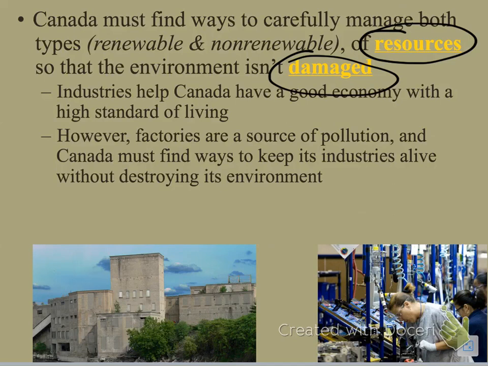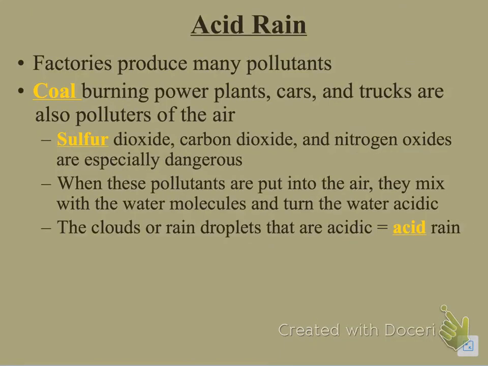Industries help Canada have a good economy with a high standard of living, which is a great thing that we experience in our modern society today. But factories are a source of pollution, and Canada must find ways to keep its industries alive without destroying the environment along with it. Acid rain is a huge problem. Factories produce a lot of pollutants in Canada, just like they do in the United States. So coal-burning power plants, cars, and trucks are also polluters of the air.